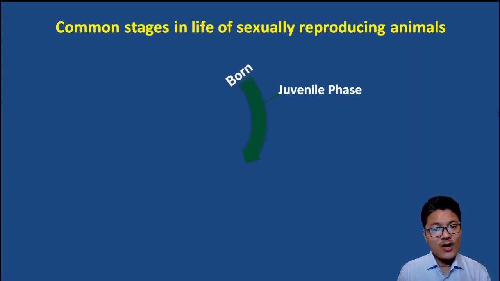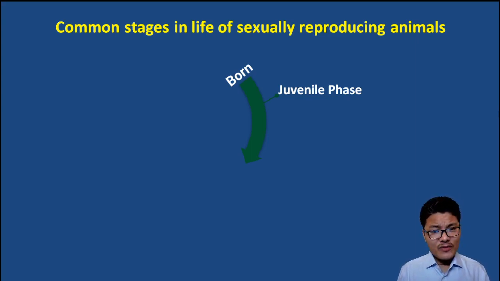First, when we are born, we enter a stage called the juvenile phase, like other animals. Juvenile here refers to immature. In our life, we commonly call it childhood. During childhood, the children are growing and undergoing development. So the juvenile phase is a stage during which growth and development occur. Juvenile phase is the immature phase.